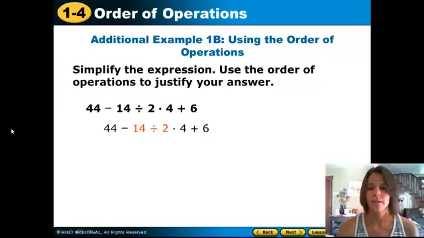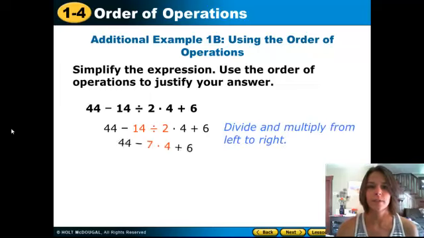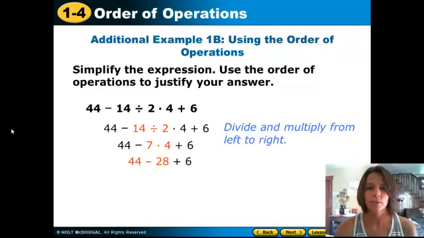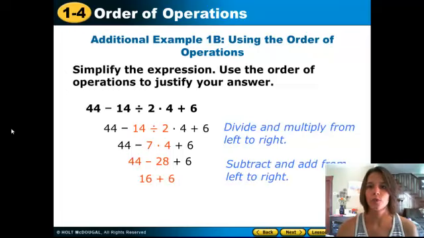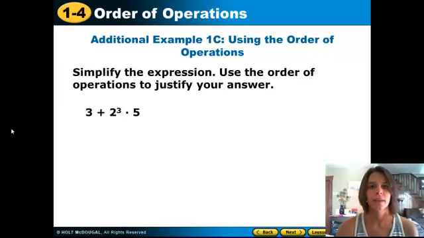So 14 divided by 2 is my first thing, which is 7. Then I'm going to go ahead and multiply 7 times 4 for 28. Now, subtraction and addition, just moving left to right. So 44 minus 28 first, 16 plus 6 last, we get a final answer of 22. I know we're cruising here. Go ahead and pause the video if you need to.